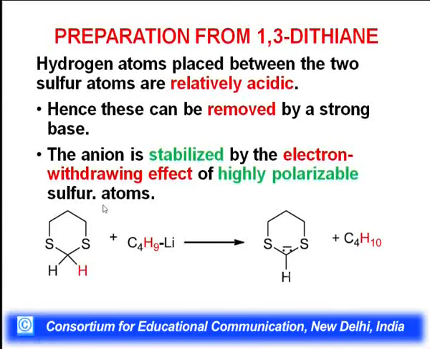So if we treat dithiane with a strong base like butyl lithium, since it is an organometallic compound, the butyl will have a negative charge and lithium has a positive charge on it. So this C4H9 abstracts a proton from here, this proton which I have shown in red color, resulting in the formation of butane. At the same time, what we get here is an anion.